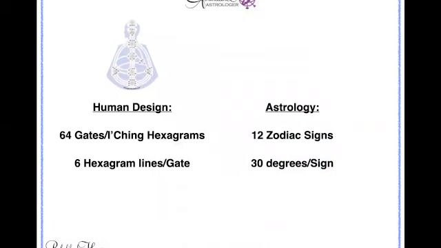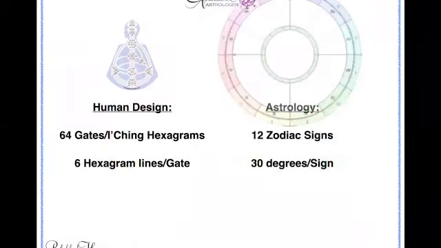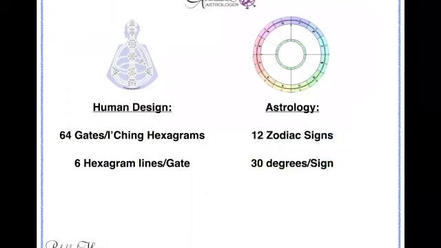In human design, there are 64 gates and I Ching hexagrams, and there are 6 hexagram lines inside each gate. With astrology, there are 12 zodiac signs, and each sign has 30 degrees. Now, I am a Western astrologer, which is totally different from the Eastern. So please know that Ra did use the Western astrology.